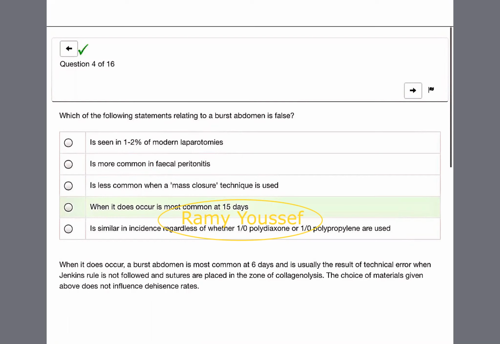Similar in surgeon regards, whether this is Prolene or polypropylene, the same results will be given to us.